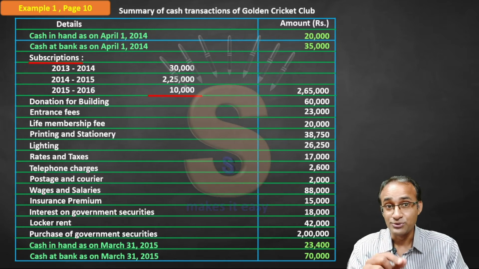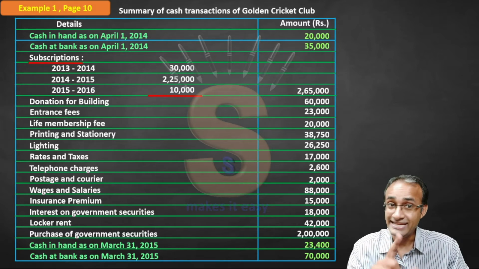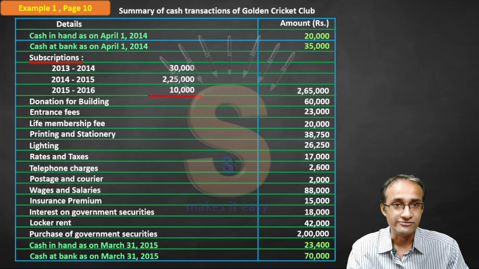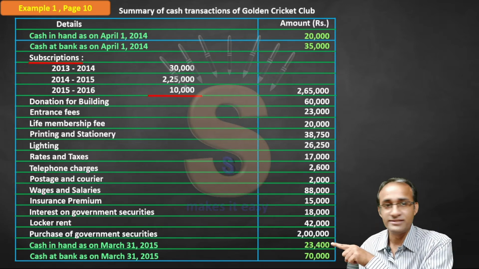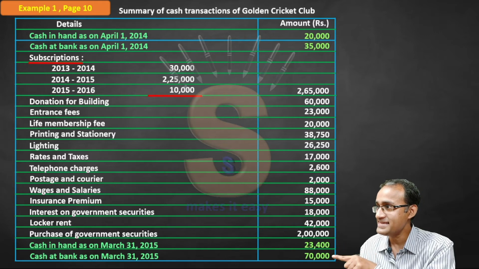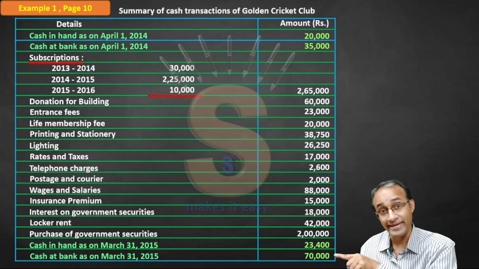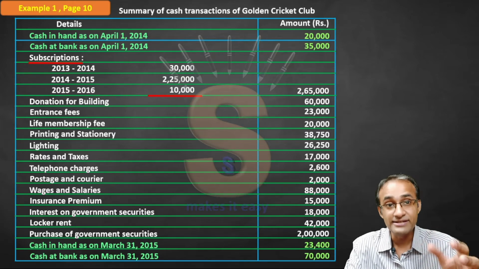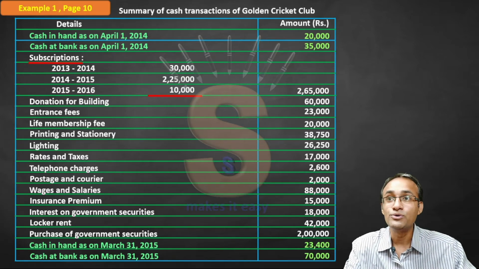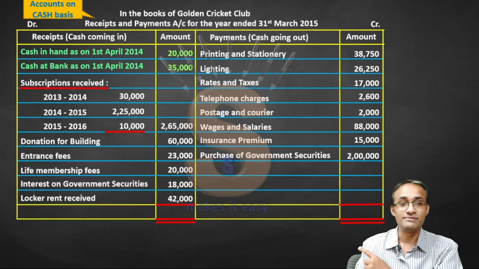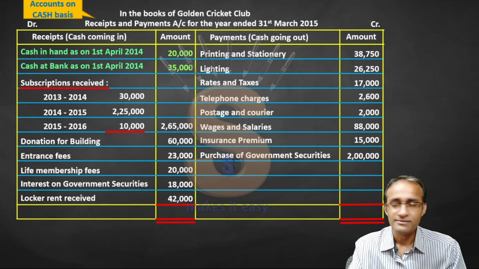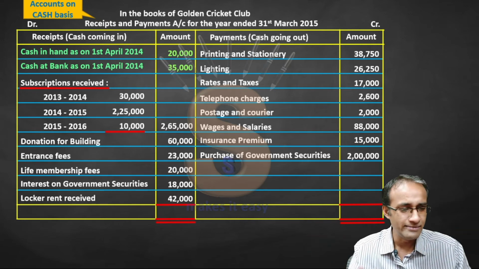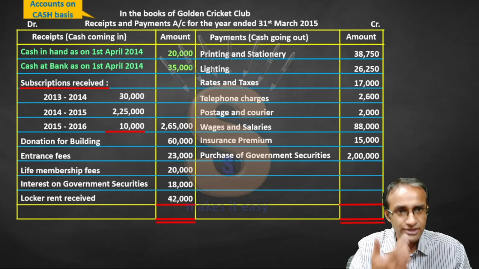कैश इन हैंड, तो ये है बैलेंस, बट डेट पढ़ लो March 31st. अच्छा, so this is on the last day 23,400 cash balance, and this is cash at the bank on the last day 70,000. So generally जब आप इस अकाउंट, receipt और payment को बंद करते हो, you find the closing balance, but in this question they have ready-made given. So thank you.